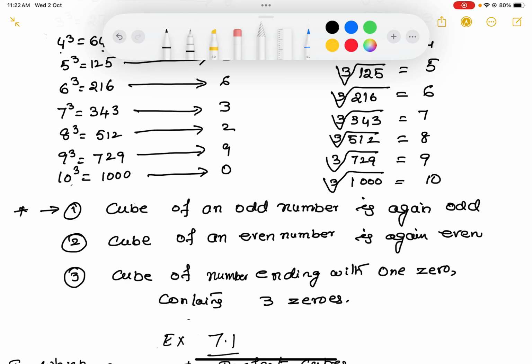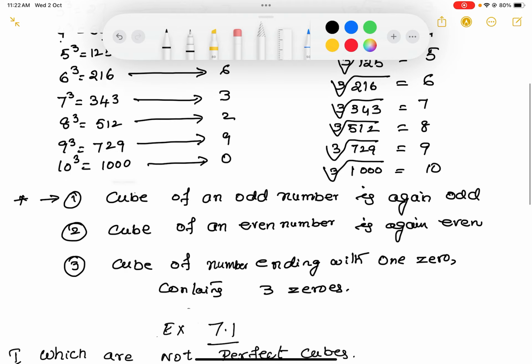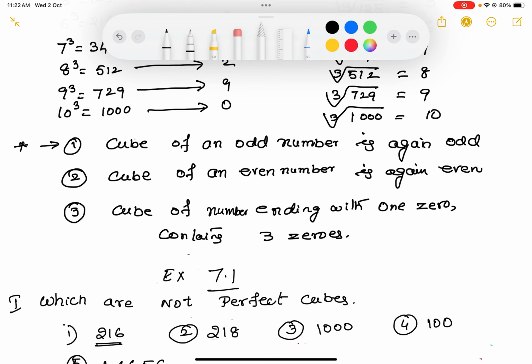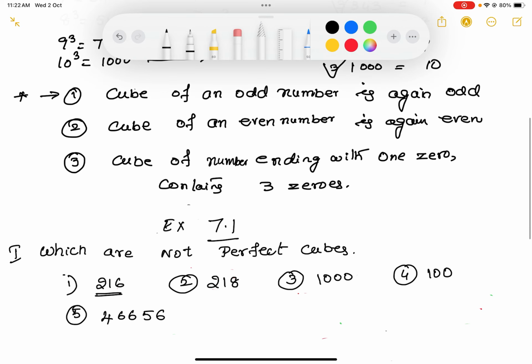Now, for a number ending with 1 zero, suppose, definitely you will have 3 zeros in the cube of the number. Try to understand and memorize these concepts and analyze them so that it will be easy to do the problems. Now I am entering into the exercise of the chapter, which asks which of the following numbers are not perfect cubes. So 216, of course it is very clear, is the cube of 6.